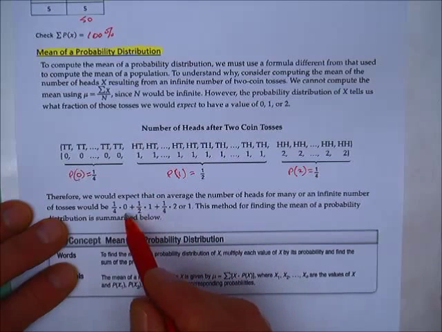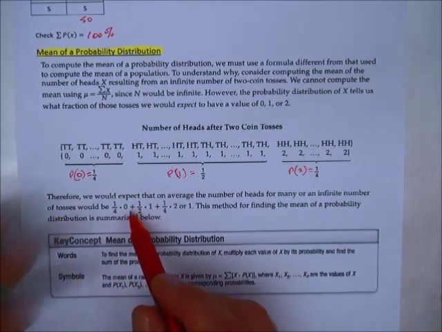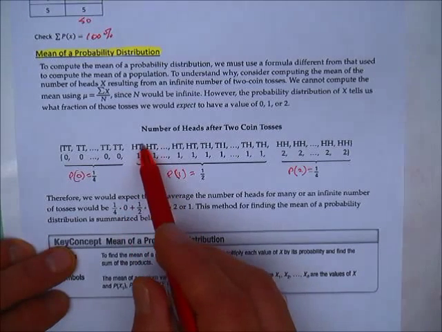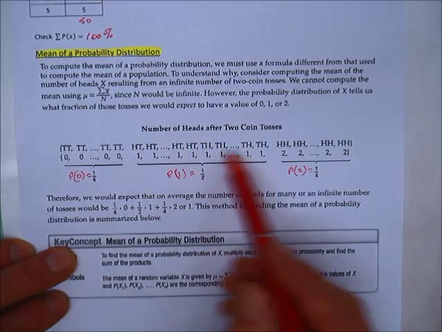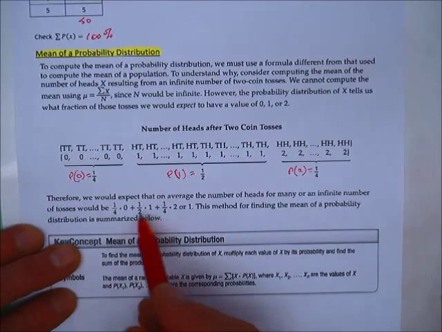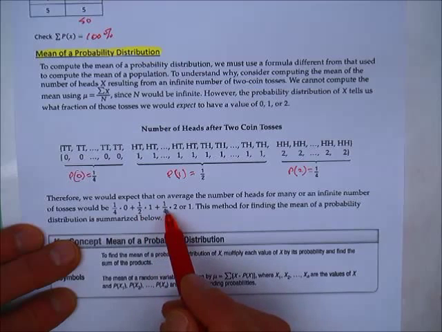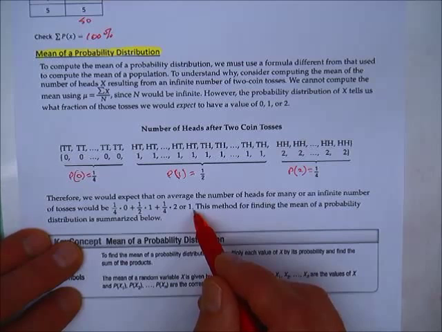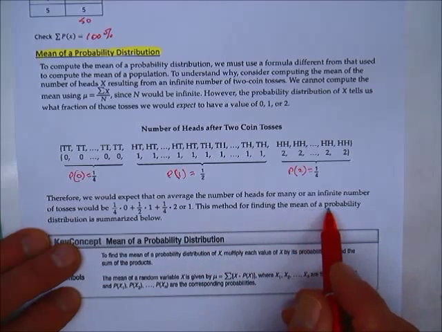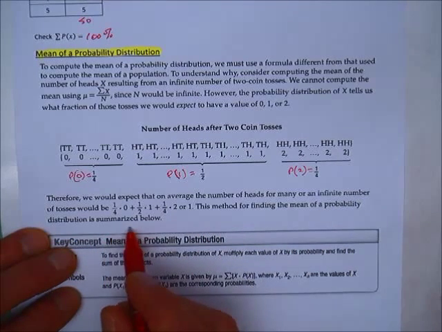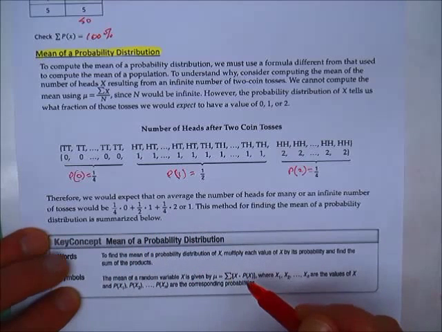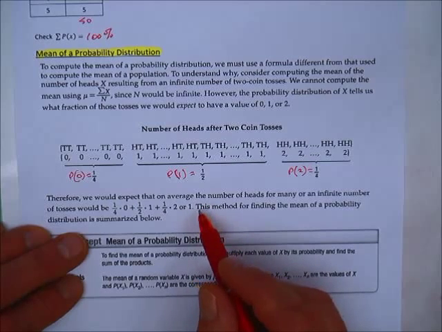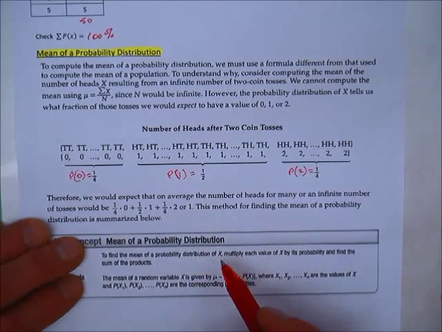These are the possibilities. You could have tails and tails, heads and tails, tails and heads, or heads and heads. Those are the only possibilities. When you add those probabilities up, the mean would be 1. So this is a method for finding the mean of a probability distribution, which we summarize below. Oh, by the way, this 1 means that when you throw down two coins, you should expect to get 1 head.